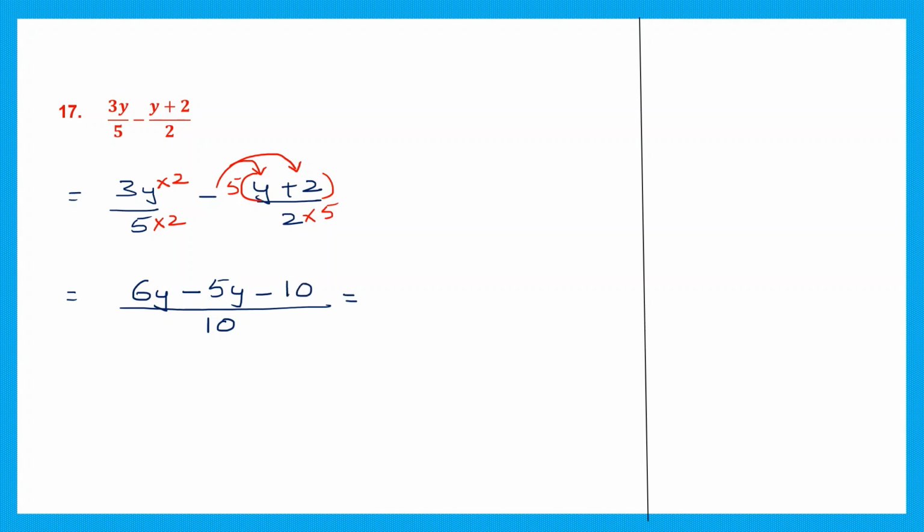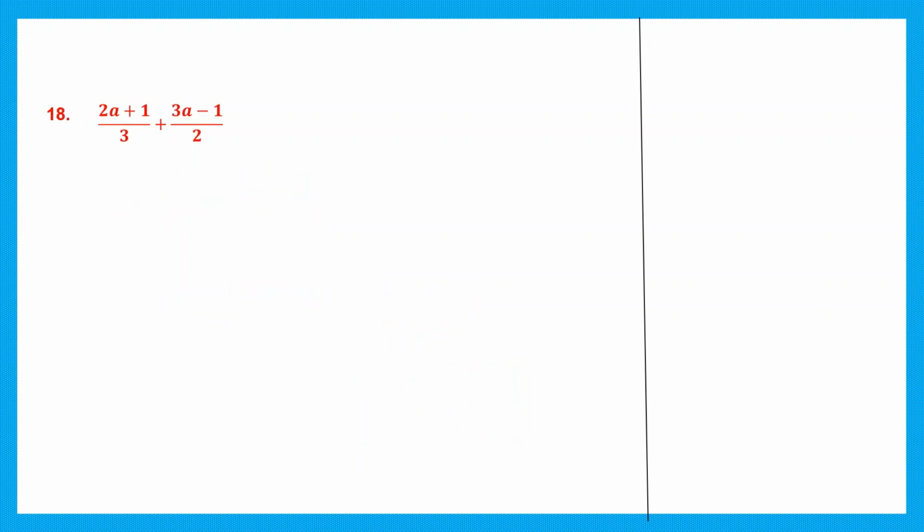So here now let's work on the y's. So 6 minus 5 is 1. So 1y minus 10 by 10. So we can write our final answer as y minus 10 by 10. So this is our final answer.